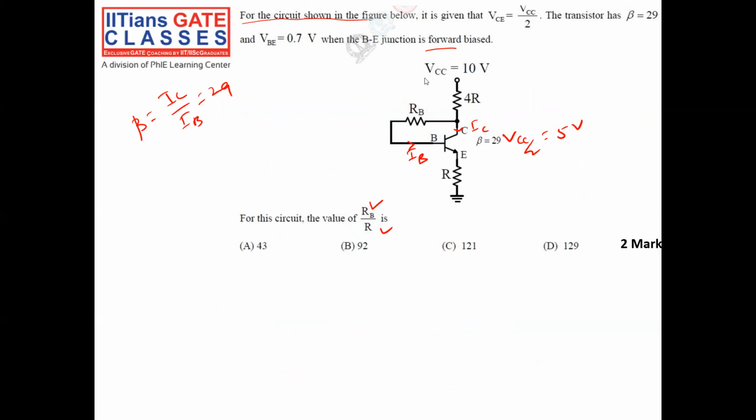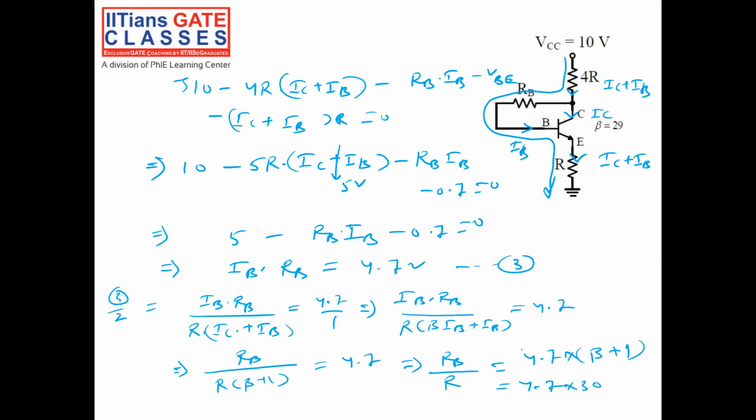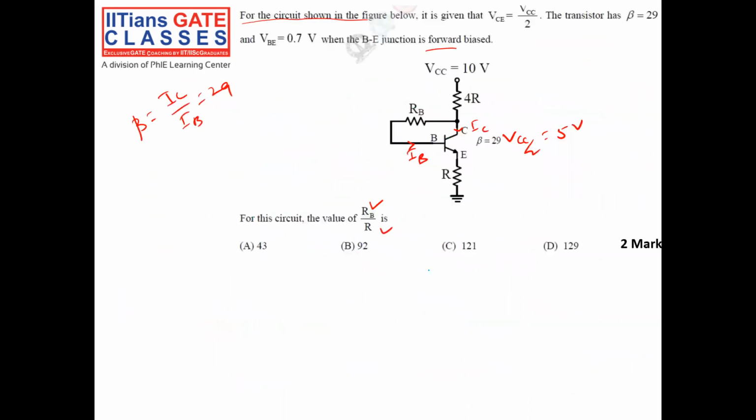Sorry, there is some mistake somewhere. 5 minus 0.7 is 4.3, not 4.7. So this is 4.3, here also 4.3, and everywhere 4.3. So the answer is 4.3 into 30, which is equal to 129. I put 4.7 earlier, which is wrong. I should put 4.3 only. So the answer should be 129. It's an easy question.